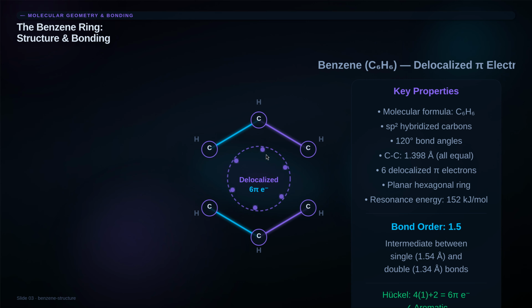Unlike Kekulé's alternating bonds, all 6 carbon-carbon bonds in benzene are exactly equal in length, 1.398 angstroms, intermediate between a single bond at 1.54 angstroms and a double bond at 1.34 angstroms, giving a bond order of 1.5. This equalization is direct experimental evidence of electron delocalization.